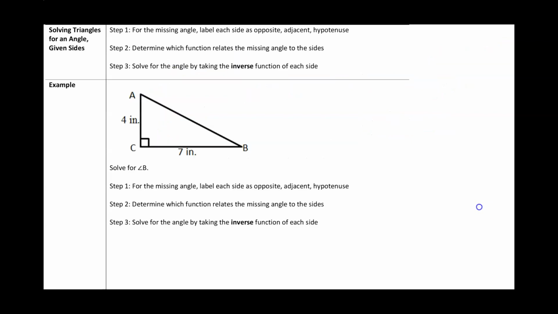All right, now let's go to the second case. So what if we're solving triangles for an angle and we're given the sides? So we're given sides and we're looking for a specific angle. Well, what are the steps?